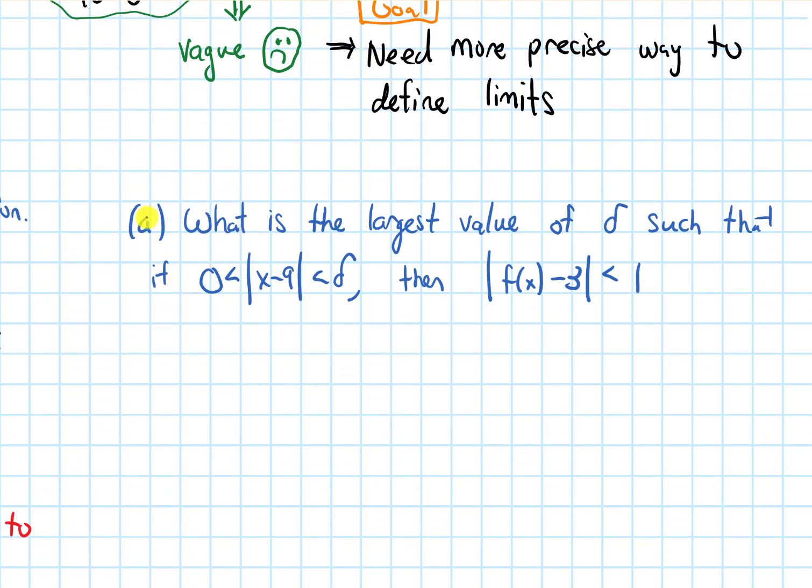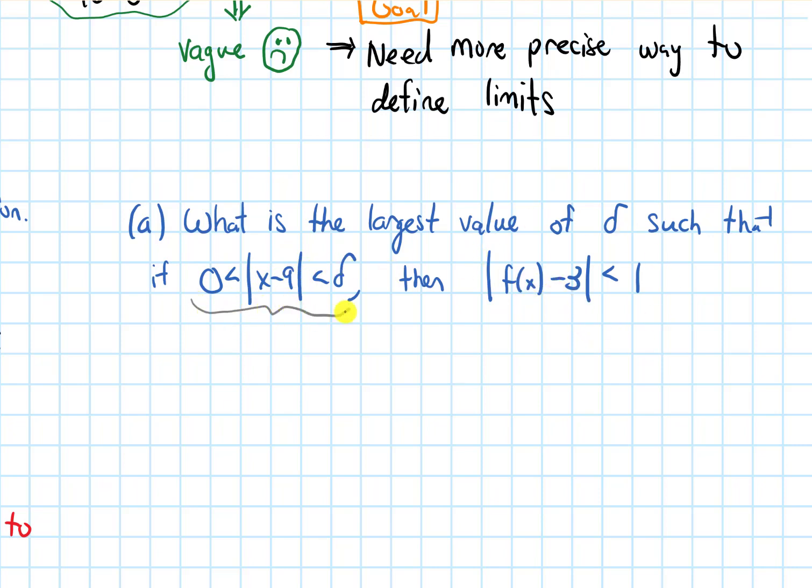Okay, so part A of the example says, what is the largest value of delta such that if 0 is less than the absolute value of x minus 9 is less than delta, then the absolute value of f of x minus 3 is less than 1. This might look a little bit abstract, with these inequalities involving absolute values. But in the previous video, we talked about how we can break down an absolute value of something minus something as a distance. So let's use that idea.